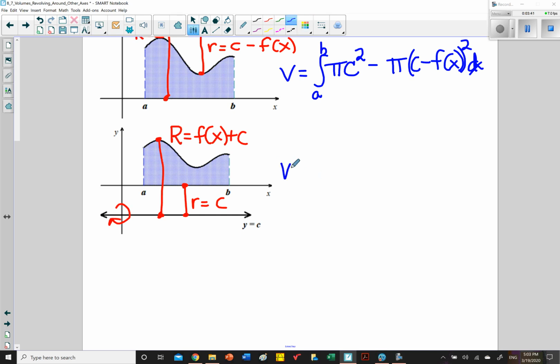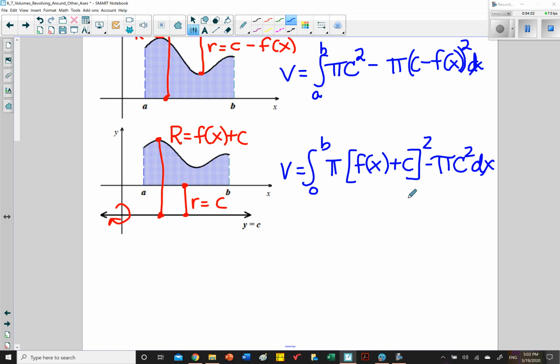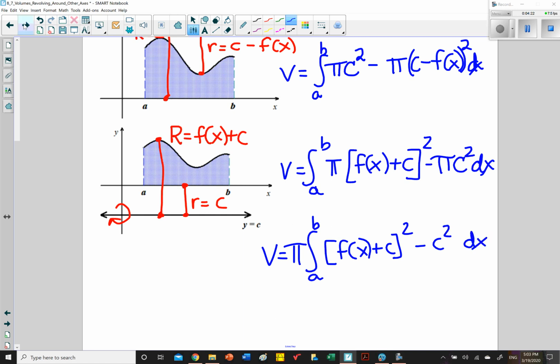And that volume would be from A to B, pi, capital R squared minus pi, lowercase r squared. We could pull those pi's out and make that look a little prettier. From A to B, f of x plus c, squared, minus baby r squared. Okay.